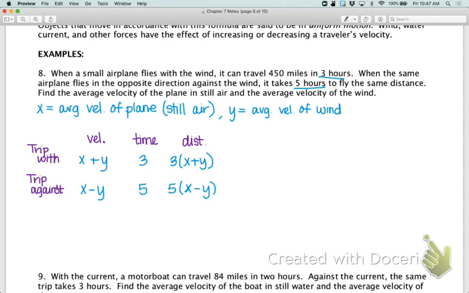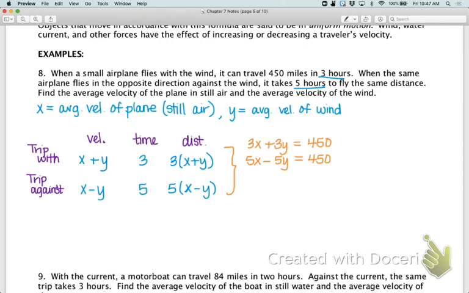So that's how we're going to set up our system. We're going to take this information, and I'm going to go ahead and distribute: 3x plus 3y. That distance is 450 miles. We also know that 5x minus 5y is also equal to 450 miles. So there's our system.